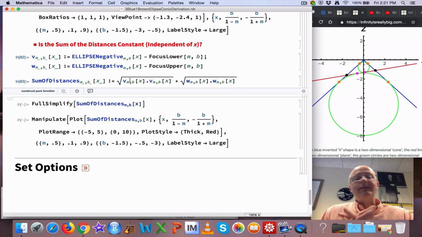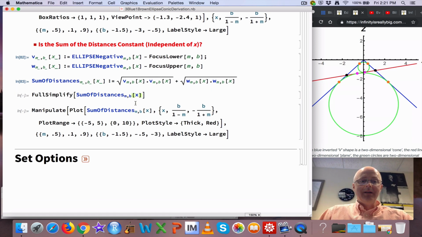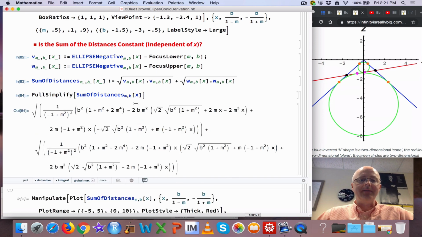Now the key thing that makes the conic section definition and focal distance definition equivalent is that this sum of distances should not depend on x. It doesn't depend on where you are on the ellipse. However, its formula is so complicated that even Mathematica's FullSimplify cannot simplify it down to a constant that would only depend on m and b. You still see x's in here.